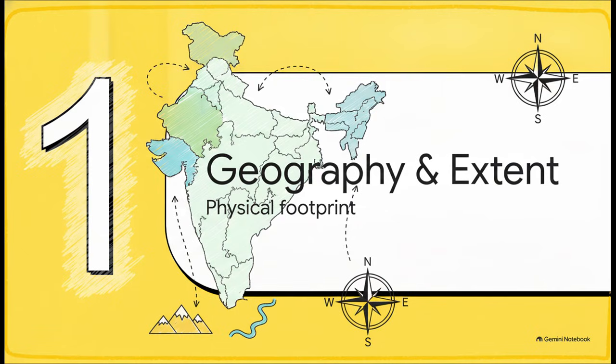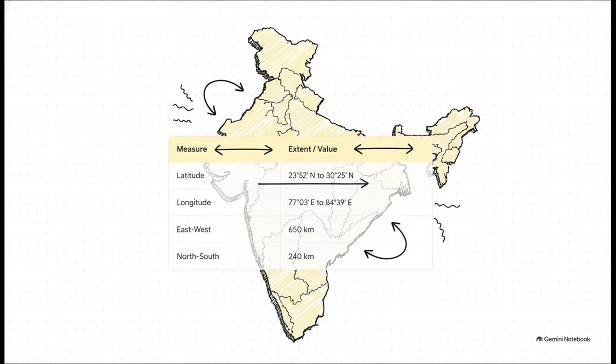Okay, Section 1, Geographical Location and Extent. Let's fire up our 3D India map and start our zoom-in approach to look at UP's actual physical footprint. Just look at how this 3D map anchors UP's vast scale relative to the rest of the country.